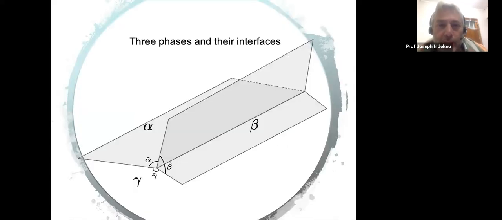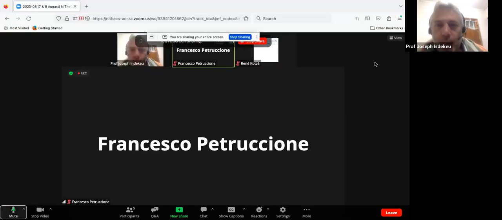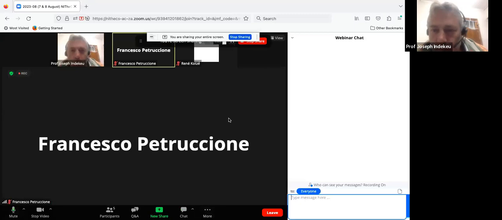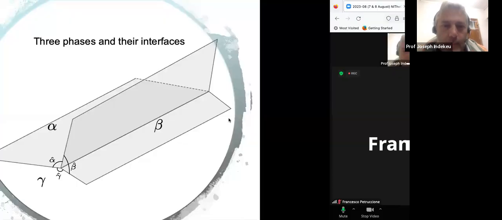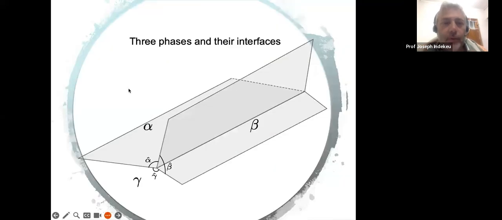So before going on to a more detailed description of the force equilibrium around the contact line where 3 phases meet, I'm going to check whether there is perhaps something going on in the chat or something to be taken care of. So here, okay, I don't see anything that requires immediate attention. So let's go back to the presentation.